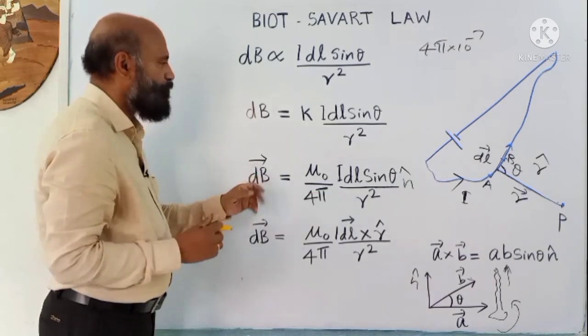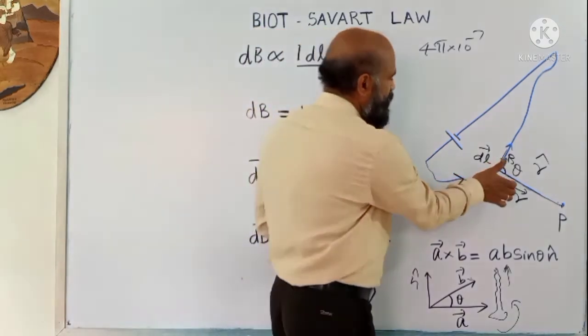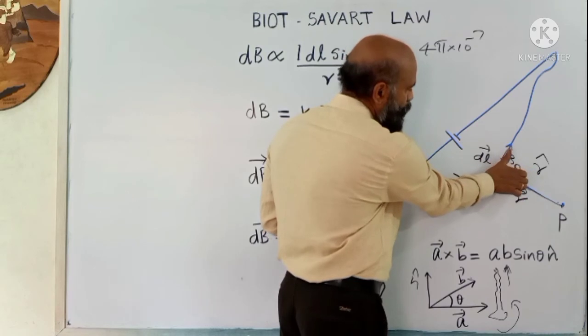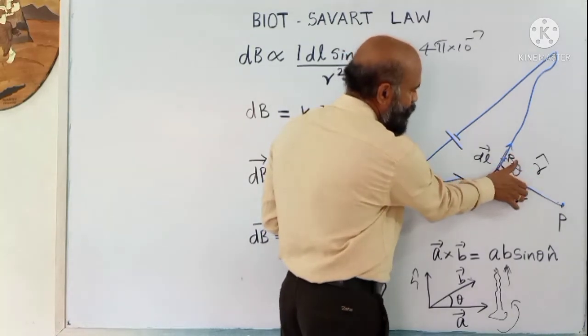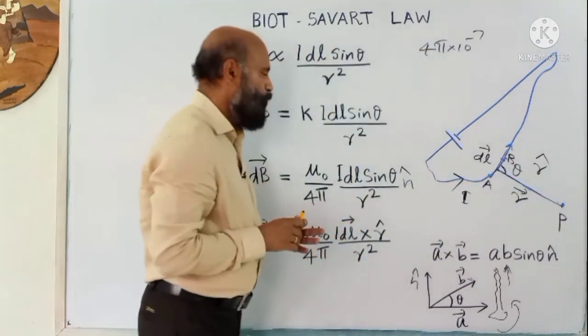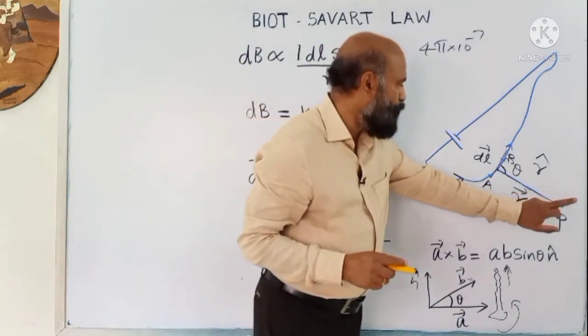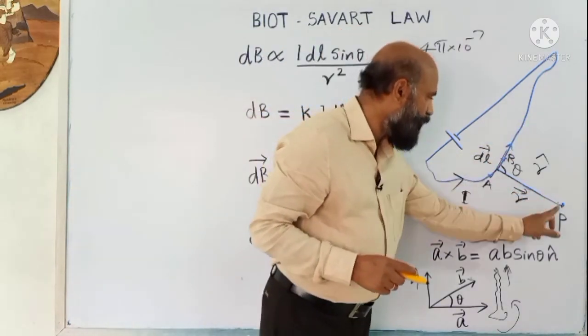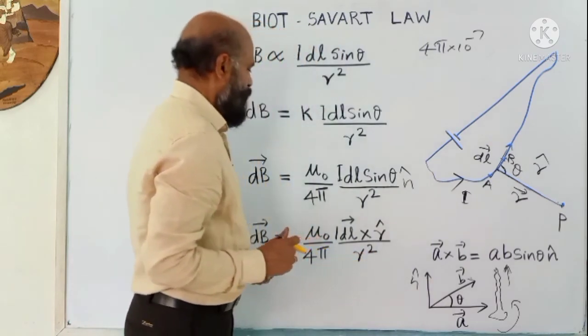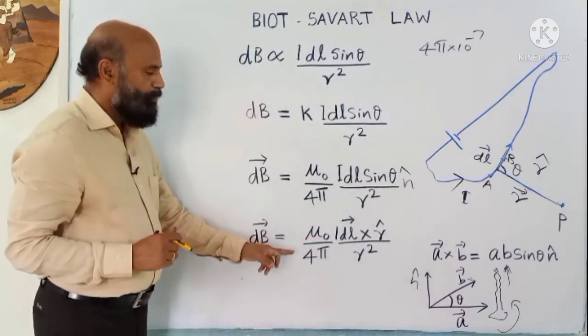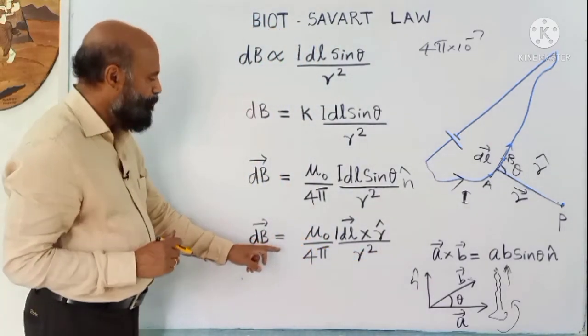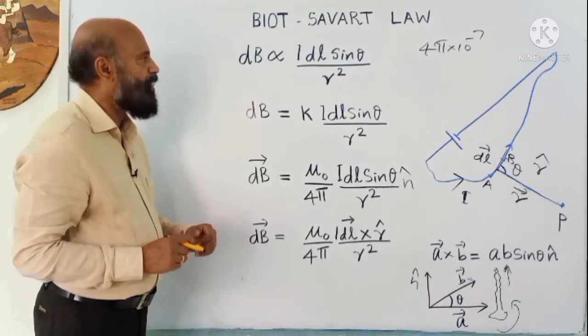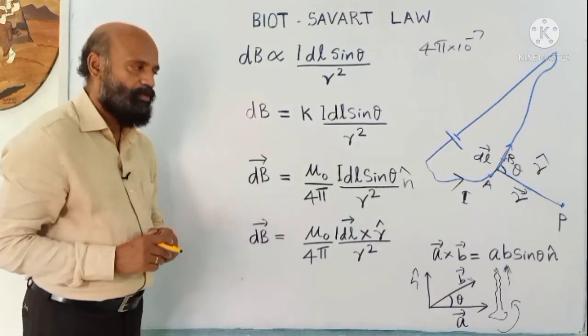Using the right hand thumb rule also, you can get the direction. See the direction of the current is, so here the field will be into the board. So this n cap is directed into the board. This is I dl vector. This is r cap. So the field is into the board. So in vector notation, this is the Biot and Savart law. It is giving the direction of the magnetic field.